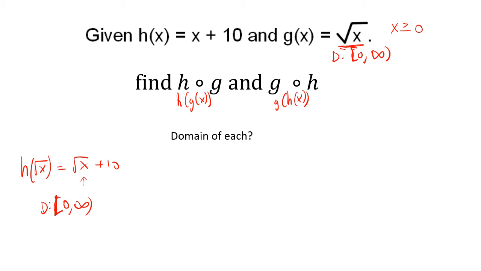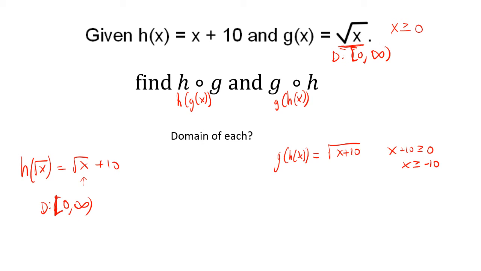Okay, now what about g of h of x? So g of h of x is, we're going to take h of x, which is x plus 10, right? And we're going to plug it in for x in g of x. So this is going to be the square root of x plus 10. So now we have to think, okay, x plus 10 has to be greater than or equal to 0. So x has to be greater than or equal to negative 10.